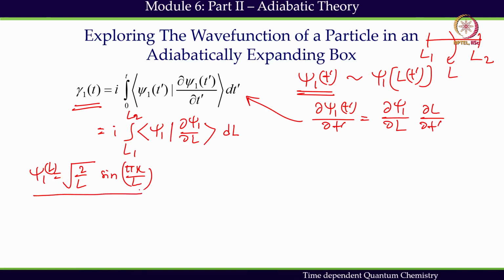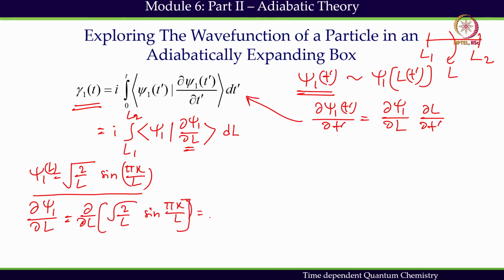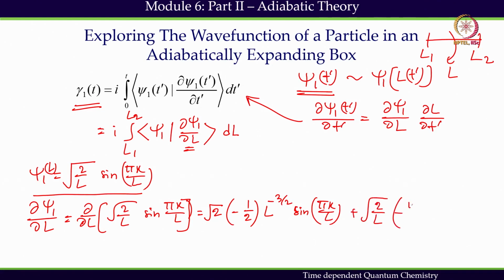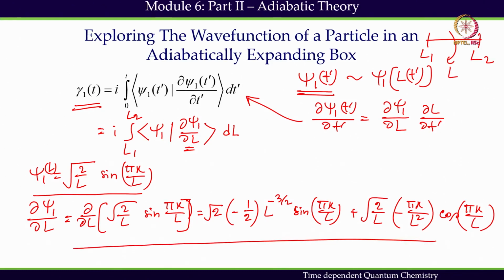So if I have this ground state wave function like this, then I'll be able to get the derivative with respect to L, because that's the derivative I need here. The derivative with respect to L is going to be square root of 2 by L sine pi x by L. This is going to be square root of 2 times minus 1 by 2 L to the power minus 3 by 2 sine pi x by L plus square root of 2 by L times minus pi x by L square, then cos pi x by L.